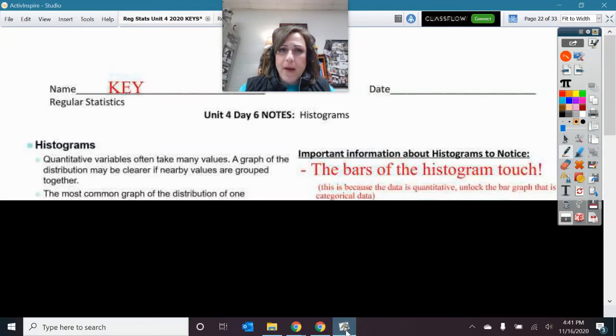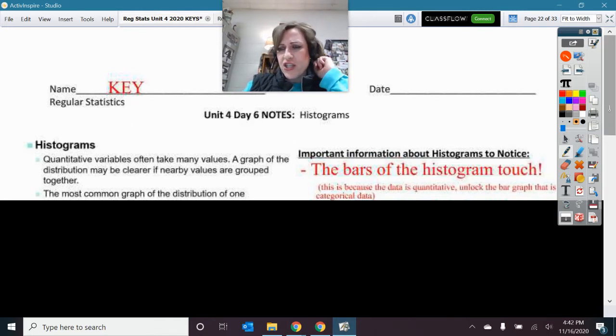All right, let's talk about histograms. How is this different from bar charts? Okay, with histograms we've got our frequency charts, or our frequency bars. But how is this different from bar charts? So here we go. Here's some important information to notice about a histogram.